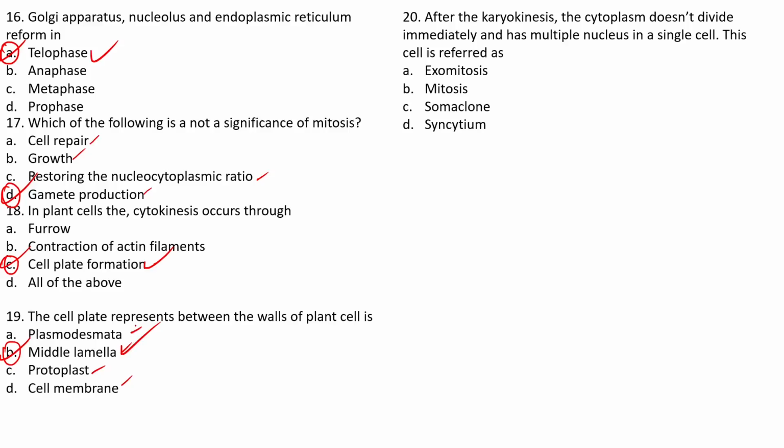The next question, after the cytokinesis, the cytoplasm does not divide immediately and there are multiple nuclei in a single cell. Now this cell is referred to as exomitosis, endomitosis, somaclone or syncytium. So we know it is actually the syncytium which has multiple nuclei in a single cell. So this is mainly about the M phase.